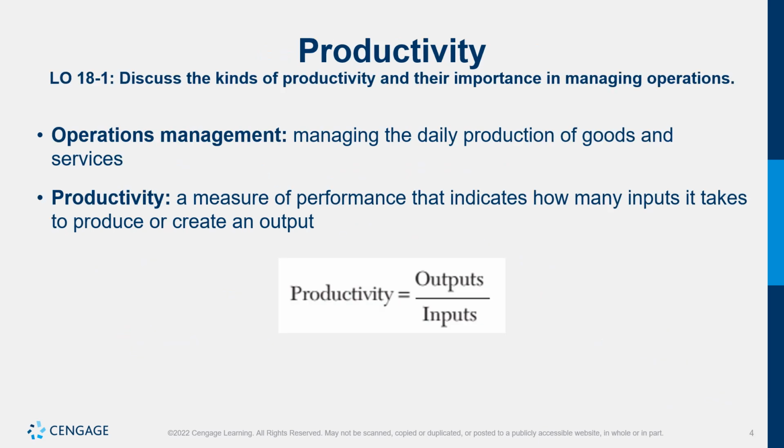Managing the daily production of goods and services, or operations management, is a key part of a manager's job. Productivity is a measure of performance that indicates how many inputs it takes to produce or create an output. Productivity equals outputs divided by inputs. The fewer inputs it takes to create an output, or the greater the output from one input, the higher the productivity.